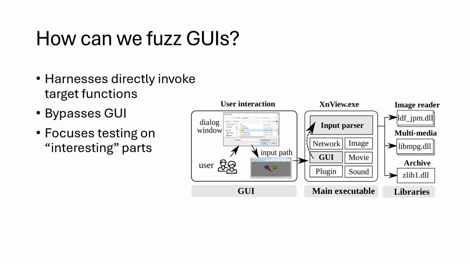So in our case, if we use XnView for example, the harness can call functions like JPM document start, decompress page, the internal logic that processes the image file, and you don't have to actually click on anything.